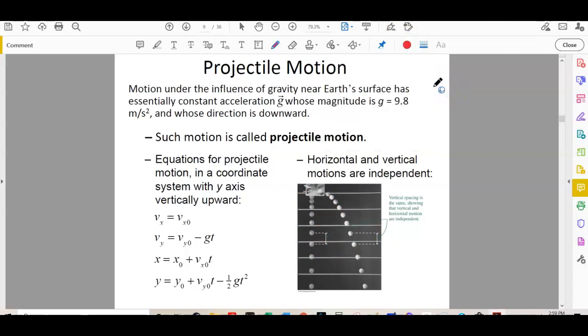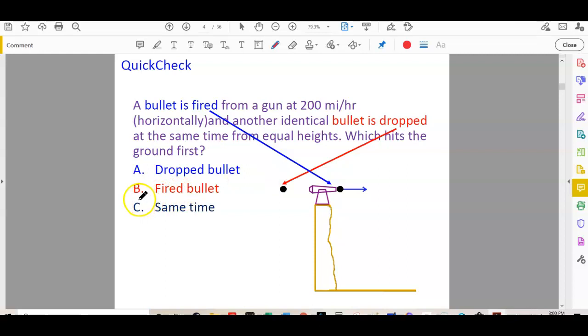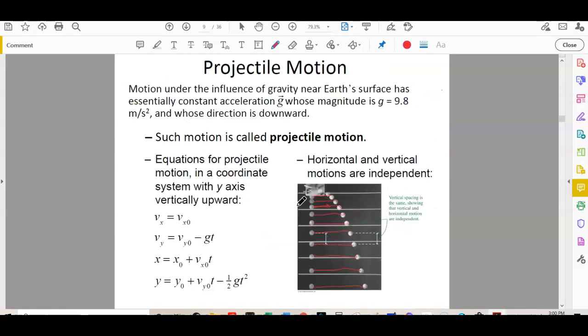So if you look at this, each one of these balls, this is the drop ball, this is the shot ball, they are right next to each other the entire time that they're dropping. And what you find out is, even though this ball is being shot in the x direction, they end up hitting the ground at the same time. Okay? And so back up here, you would say both of these hit the ground at the same time, because we are seeing that right here.